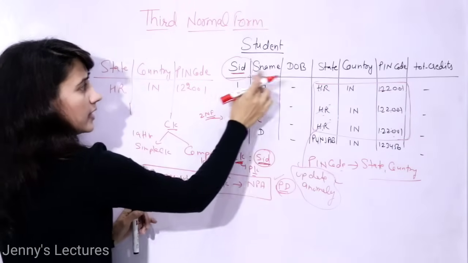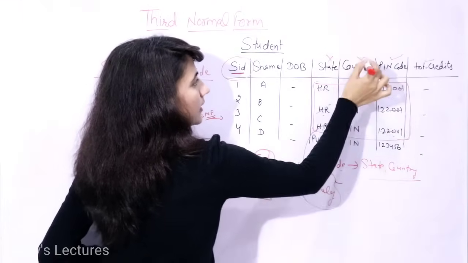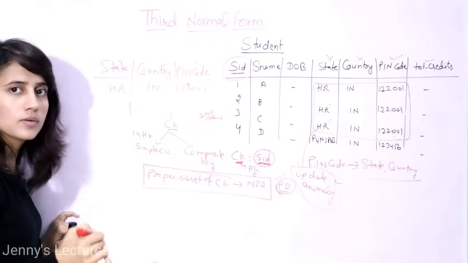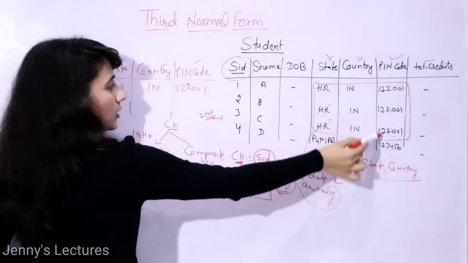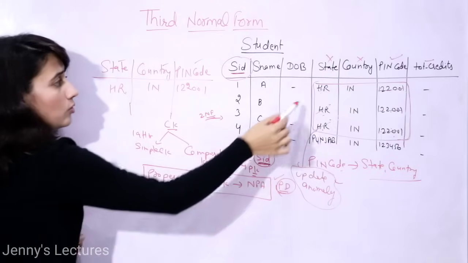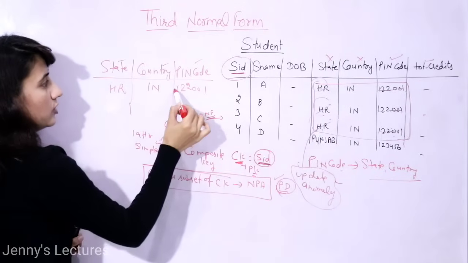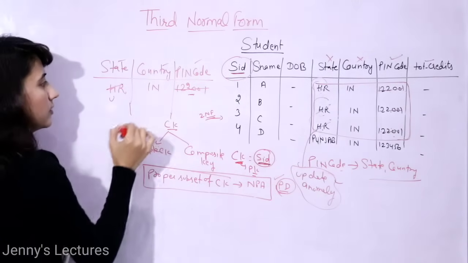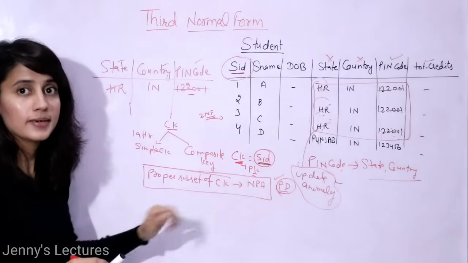One table will contain SID, SNAME, DOB, pin code and total credit, not state and country. Another table will contain state, country and pin code, right? So now if you change the pin code at the 3 places, you need not change the state at the 3 places. You can change only one tuple here, and here only you can change the state, right? So now we have removed this redundant data.